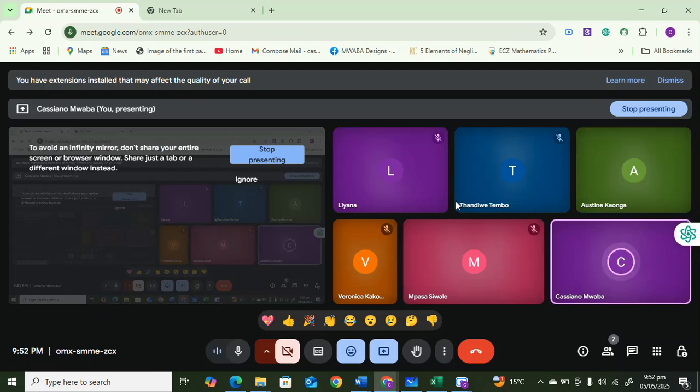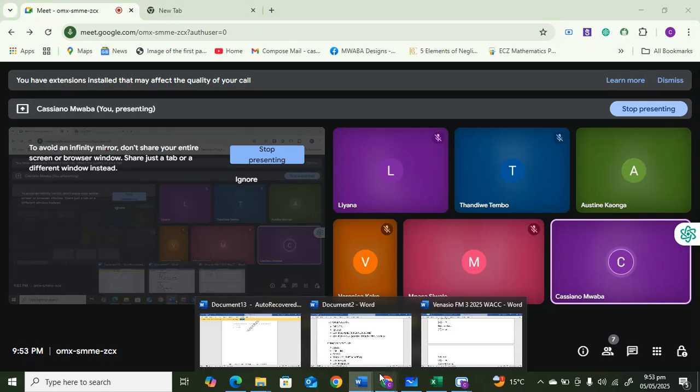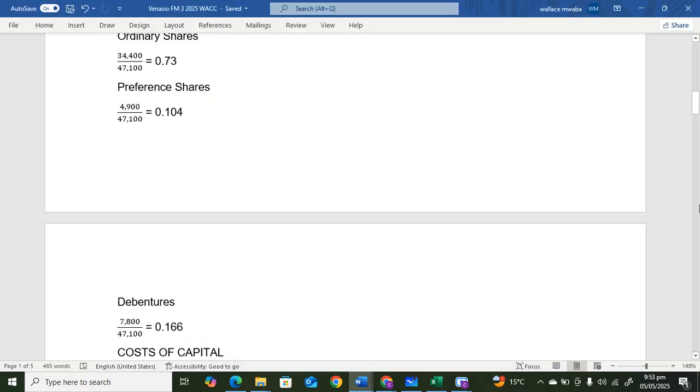You have skipped one part. Because after we add, once we get the total value, how do we get the weightage for each component here? Ordinary shares, preference shares, and debentures. You're on the correct path, Sam.